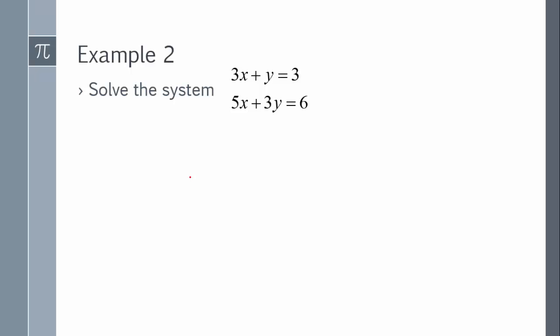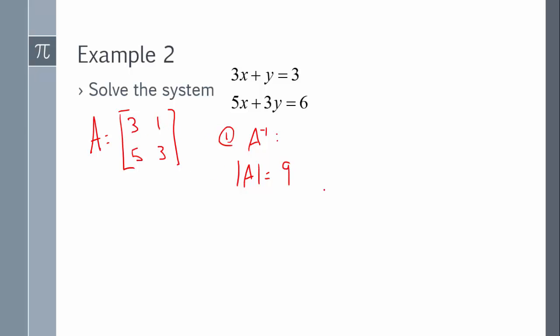All right, so here's a second example. So we have 3x plus y equals 3, 5x plus 3y equals 6. Okay, so let's start with our coefficient matrix. It's going to be 3, 5, 1, 3. Okay, first step we've got to do is find A inverse. So let's take the determinant. 3 times 3 is 9. 5 times 1 is 5. 9 minus 5 is 4.